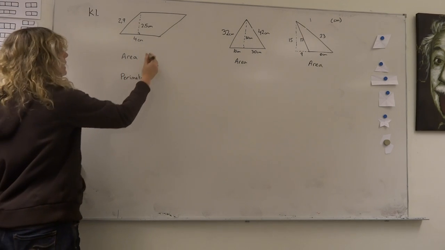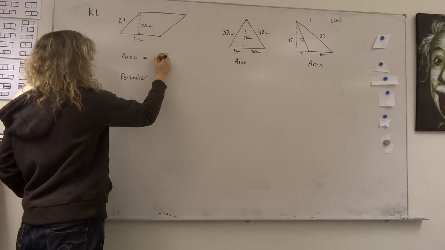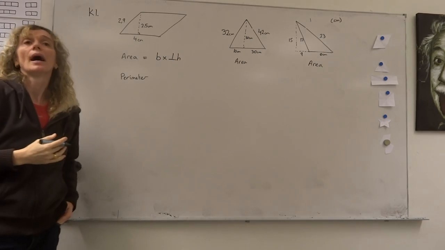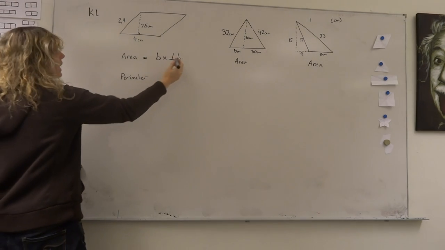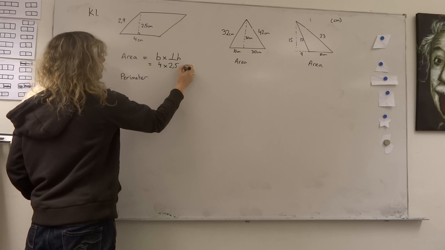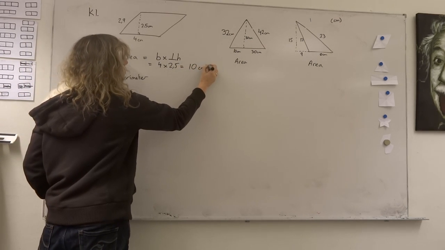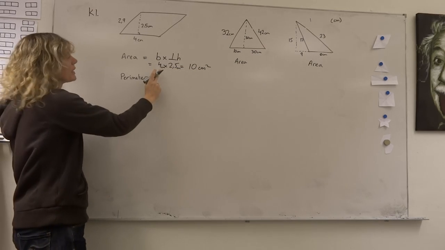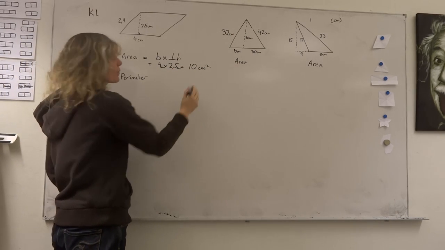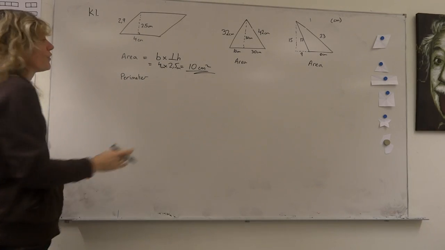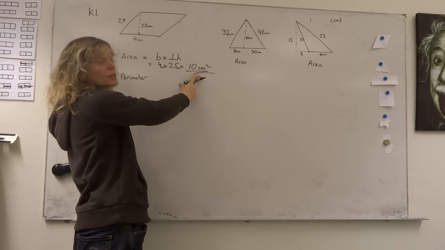The area is quite easy. It's the length of the base multiplied by the perpendicular height, and that's it. So in this case it's nice and easy. We have 4 times 2.5, which is 10 centimeters squared, because this is 4 centimeters and this is 2.5 centimeters. Centimeters times centimeters is centimeters squared. You have to have centimeters squared to get the point. If you've forgotten the unit, you lose half a point.